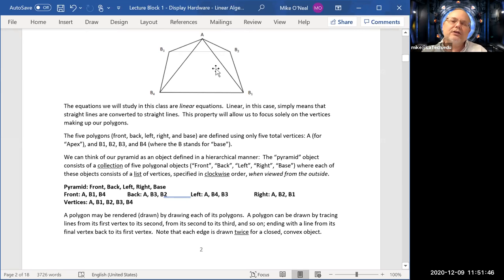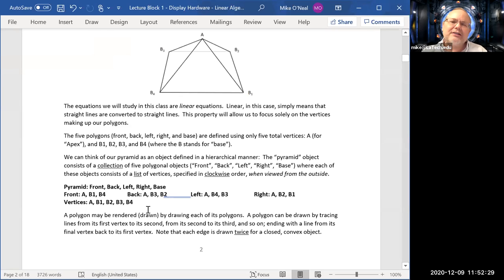So if we look at this front face, it's A, B1, B4, back to A. And I have it that way, A, B1, B4. And when you draw, you go from the first vertex to the second vertex, then from the second vertex to the third vertex, from the third to the fourth, from the fourth to the fifth, et cetera, until you get to the last vertex, and then you draw from the last vertex back to the first vertex. So you get the line A to B1, and you get the line B1 to B4, and then you draw a last line from B4 back to A, and that gives you your triangle.